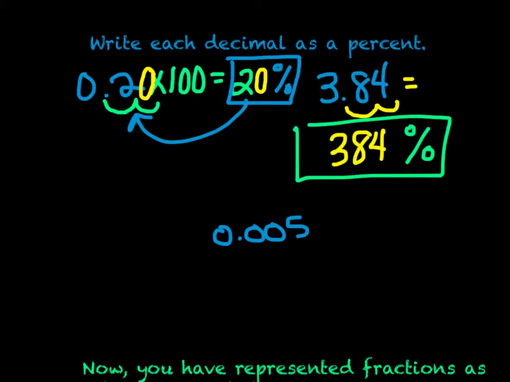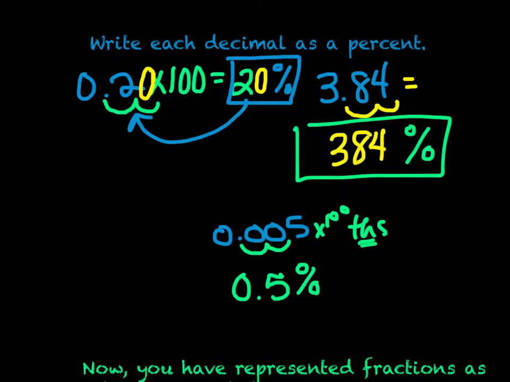Last one, 0.005, so 5/1000ths. Thousandths, it has the THS on the end, thousandths is what we're looking at, and so we need to move this decimal point over 2 place values to the right. We're essentially multiplying by 100. And if we do that, we get 0.5 percent. So 5 thousandths written as a percent is 0.5% or 5/10 of a percent.